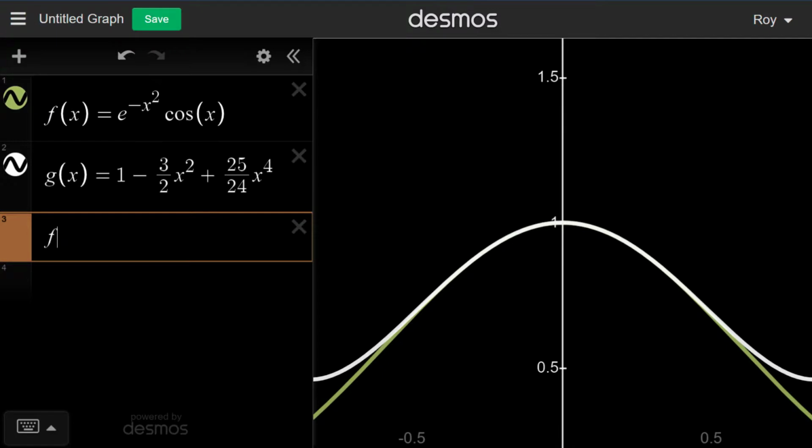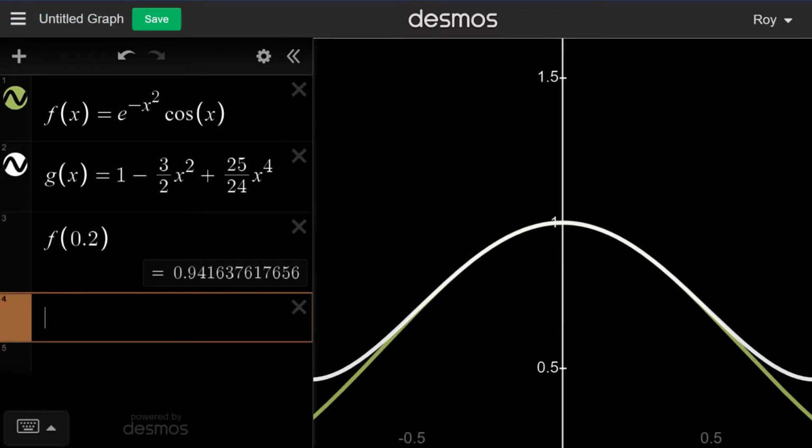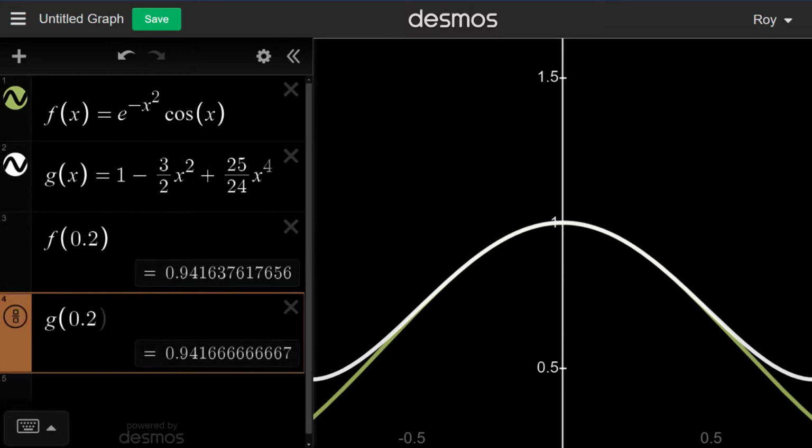and if I want to know what f is at, let's say 0.2. Well, we see the original function's about 0.9416376, somewhere in there. If I look at g evaluated at 0.2, you can see pretty decent approximation. I get 4 digits of accuracy already. Well, technically 3 when you round, but there you go. So that's pretty darned good.